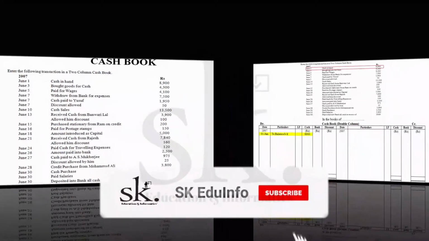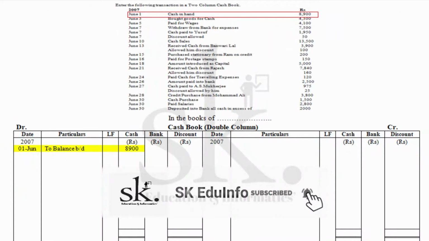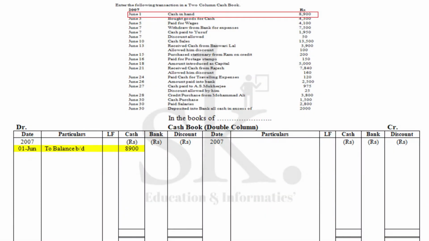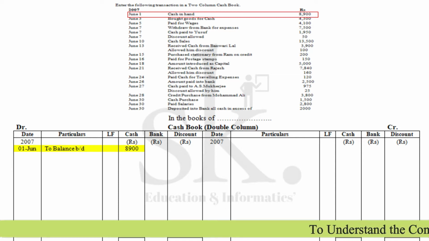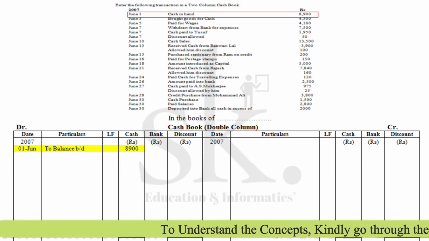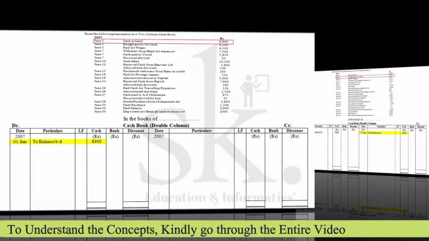Now on 1st of June 2007, cash in hand rupees 8,900. Cash in hand being an asset, a current asset, and as per the rules of trial balance, this particular balance has to be a debit balance. Therefore, we start with to balance b/d 8,900 in the cash column.